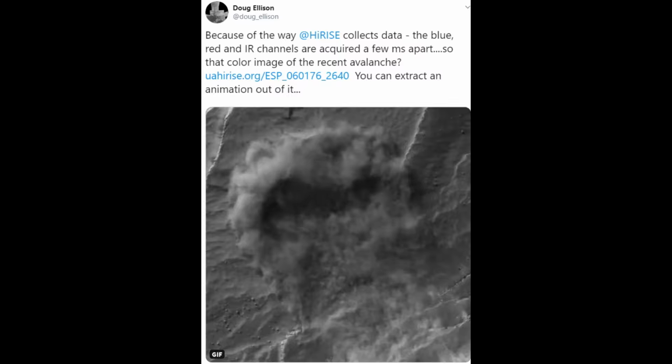This is Doug Ellison, by the way, who didn't train as an astronomer. He trained to do multimedia design and then ended up at JPL because he was an amateur who loved to take the images that NASA shares and interpret them and work with them on his own.